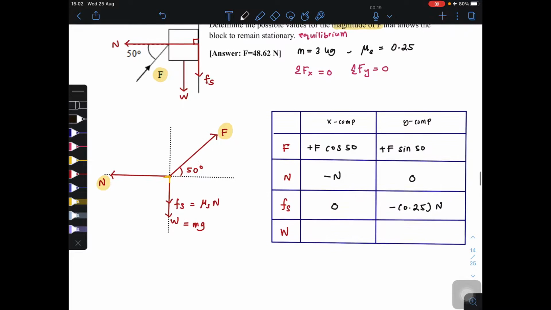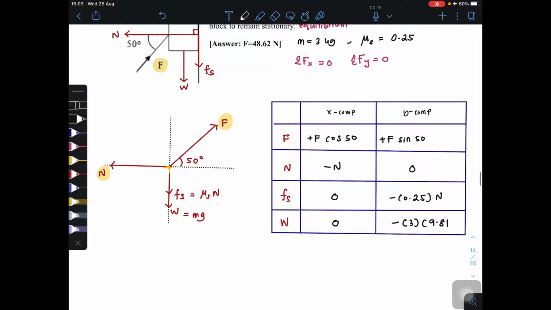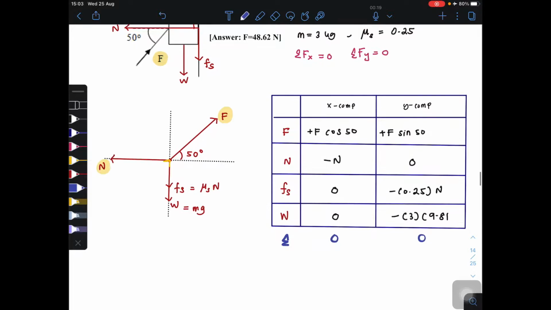And then for W, sama juga, dia adalah di Y axis, so X axis akan jadi kosong. And since it is downward, it is negative. mg, m is 3 kg, g is 9.81. Okay, I forgot to put another one here, which is equal to 0. So this one here.